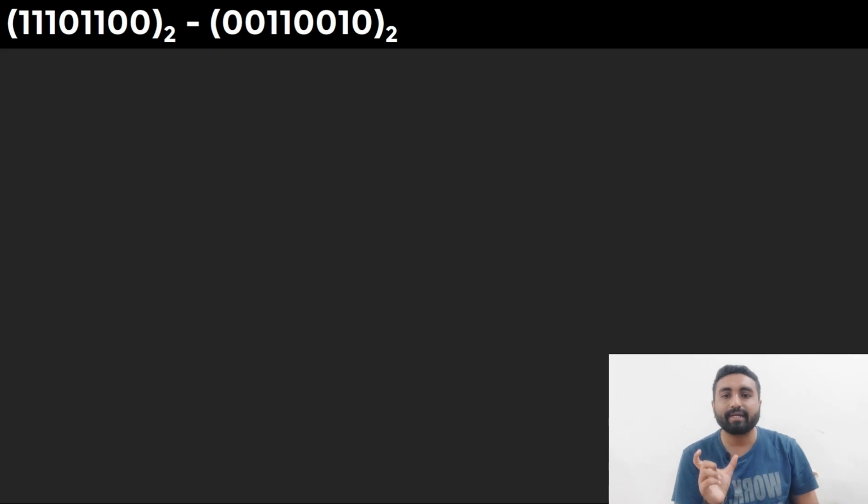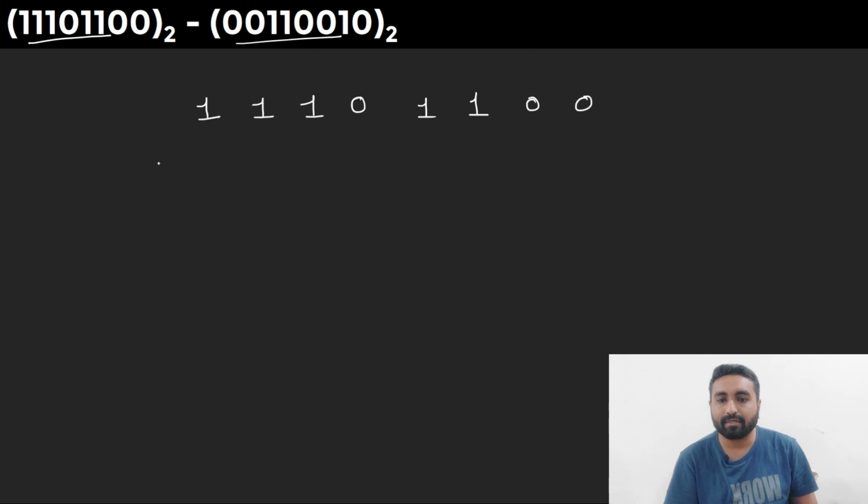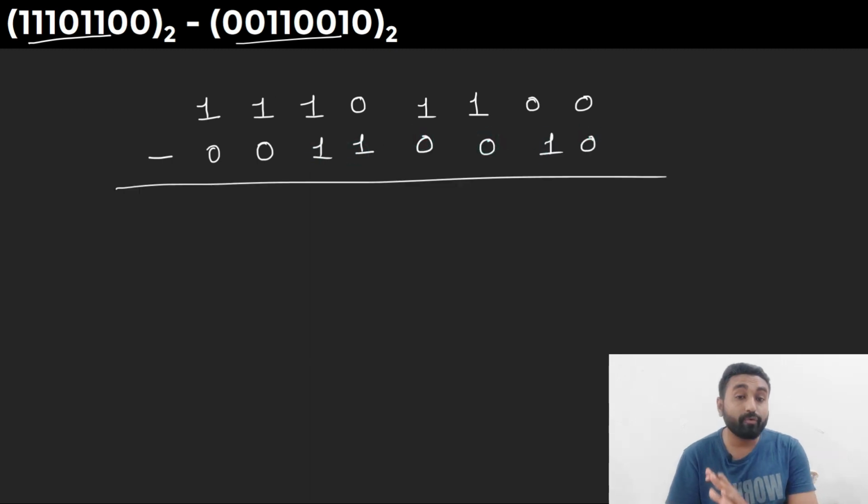In the first example, we are taking this number. Our first number is this and the second number is this. You don't have to worry or panic about these big numbers. What you need to do first of all is write down the first number that you are having, 1110 and 1100. Okay, I hope you can write this number, and beneath that you need to write down the second number. The second number is 00110010.